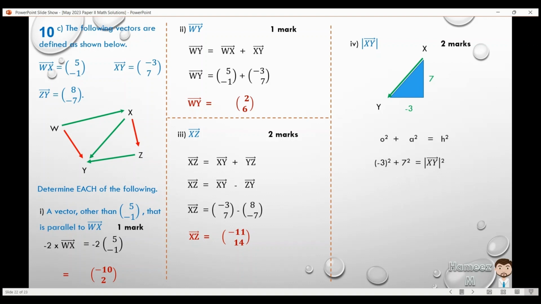So it's going to give us minus 3 squared plus 7 squared is equal to XY, the length of it, squared. Minus 3 squared is 9, plus 7 squared is 49. That'll give us 58 is equal to the length squared. So if we want to find the length, we get the square root of 58, which is 7.6 units. So the length of XY is such.